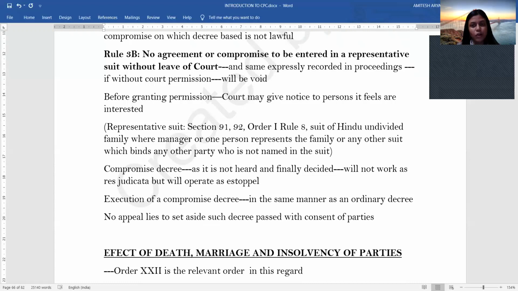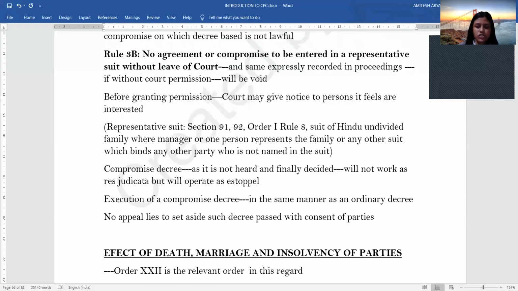Naturally, we have to understand logically also, if both the parties had come together and decided, okay, these are the conditions on which we are drawing up a compromise, later on, because you had done it on your own, no such appeal should lie on the ground that this decree was passed falsely.